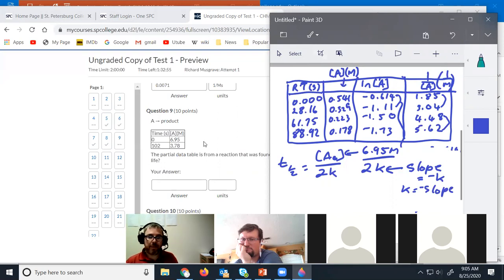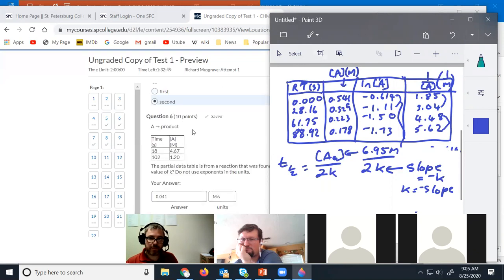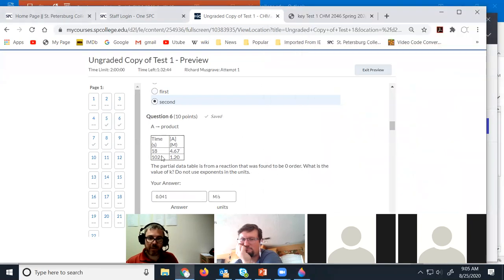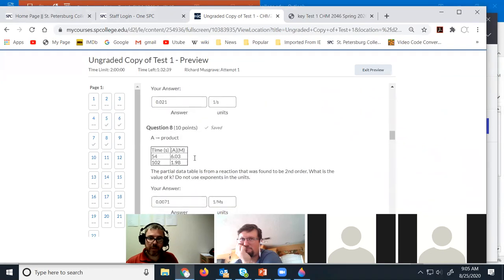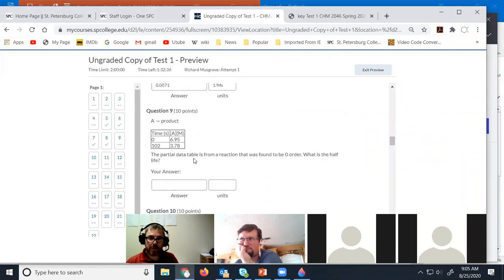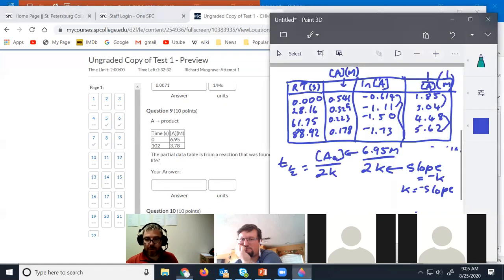So the idea would be we just do exactly what we did previously back in question 6, where we had a 0 order reaction and we found the slope between these two without changing anything, because that's all we needed. But over here for number 9, when we're looking for the half-life, we're going to plug in the equation here, plug in the 6.95, and then just find the slope in the same way. I'm not going to do that again because we already did that. Does anybody have any questions about finding that half-life?